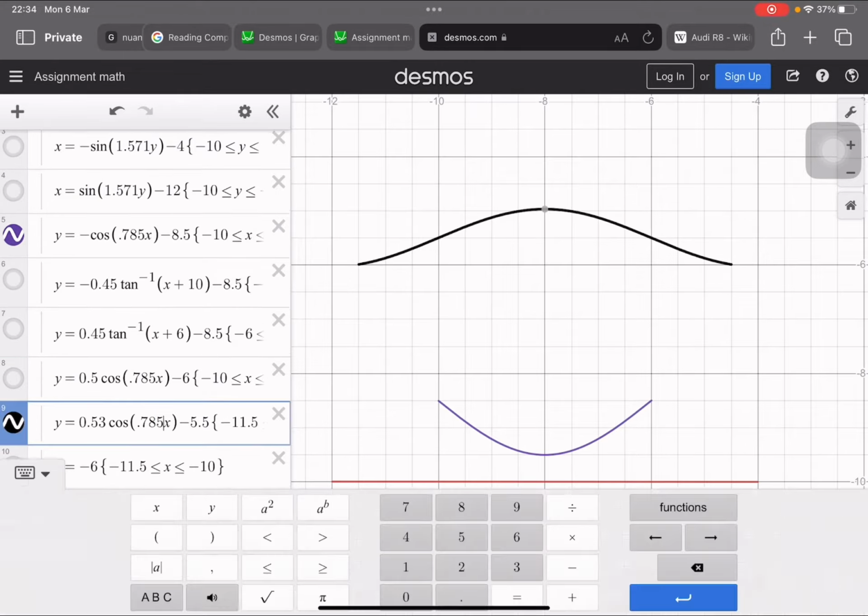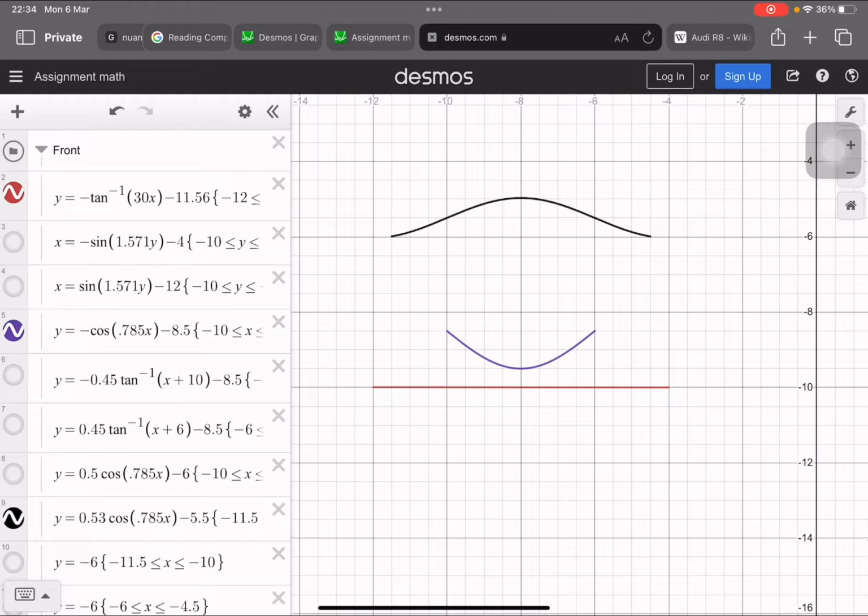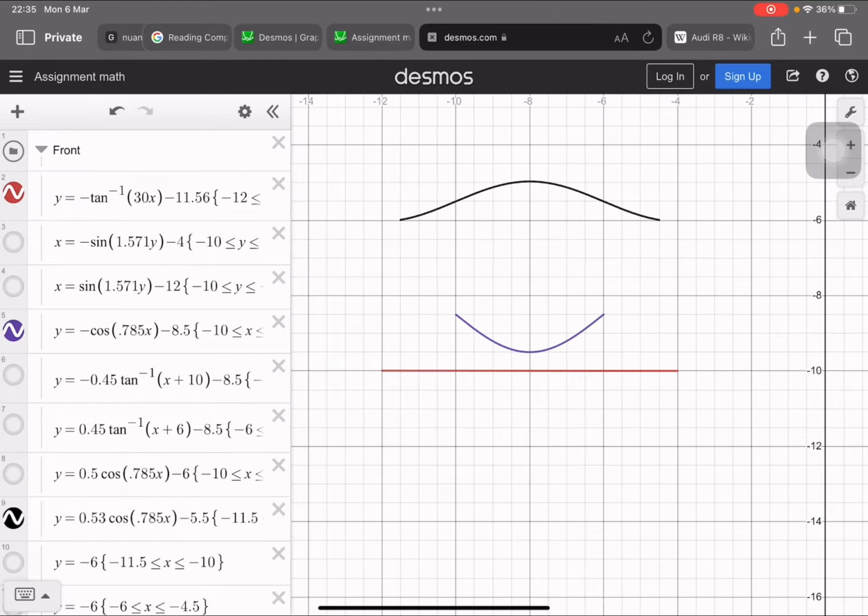Alright, so here we can also see negative cos 0.785. Here the negative cos in front, the negative means it is inverted at the x-axis. Here we can also see negative tan inverse. Okay, why is it straight? It's because the curvature is somewhere around the x-axis. And then all of these are cut because we have the range.